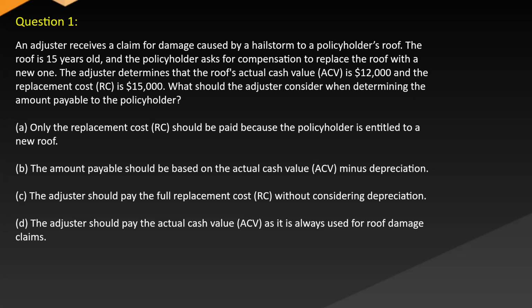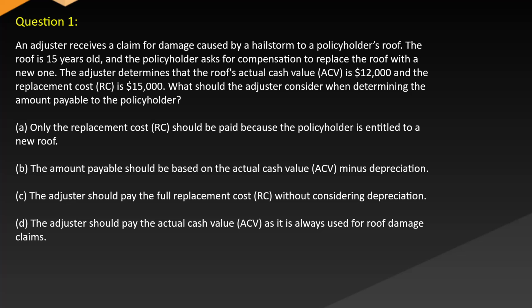Question 1. An adjuster receives a claim for damage caused by a hailstorm to a policyholder's roof. The roof is 15 years old and the policyholder asks for compensation to replace the roof with a new one. The adjuster determines that the roof's actual cash value (ACV) is $12,000 and the replacement cost (RC) is $15,000. What should the adjuster consider when determining the amount payable to the policyholder?